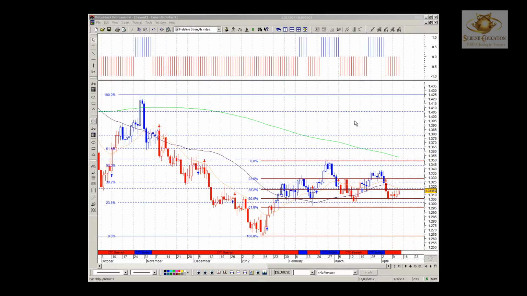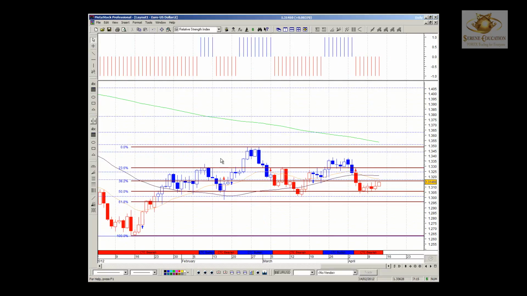Brief look at the markets this morning. It starts with the euro daily. Here we go. You can see that I just move in. I have taken a fib retracement from the lows we saw in January up to these highs we saw in late February, and you can see the fib retracement levels on here.